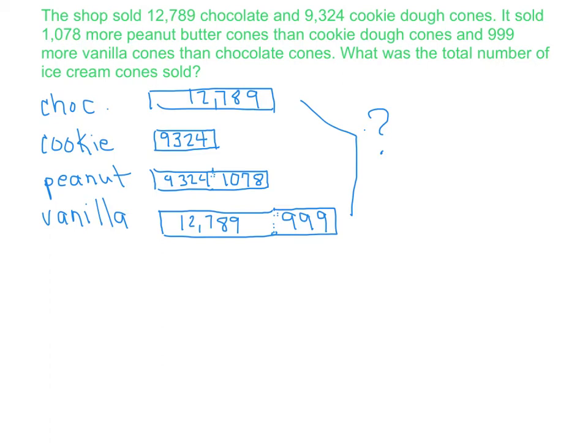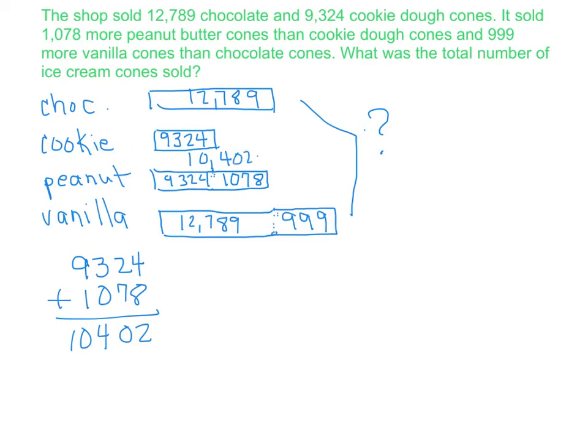Well, when I look at my drawing, I have got a lot of information here. I just need to put together the peanut butter parts, the 9,324, which was the same amount as the cookie dough, and the 1,078 more. So the peanut butter should be 10,402 altogether.